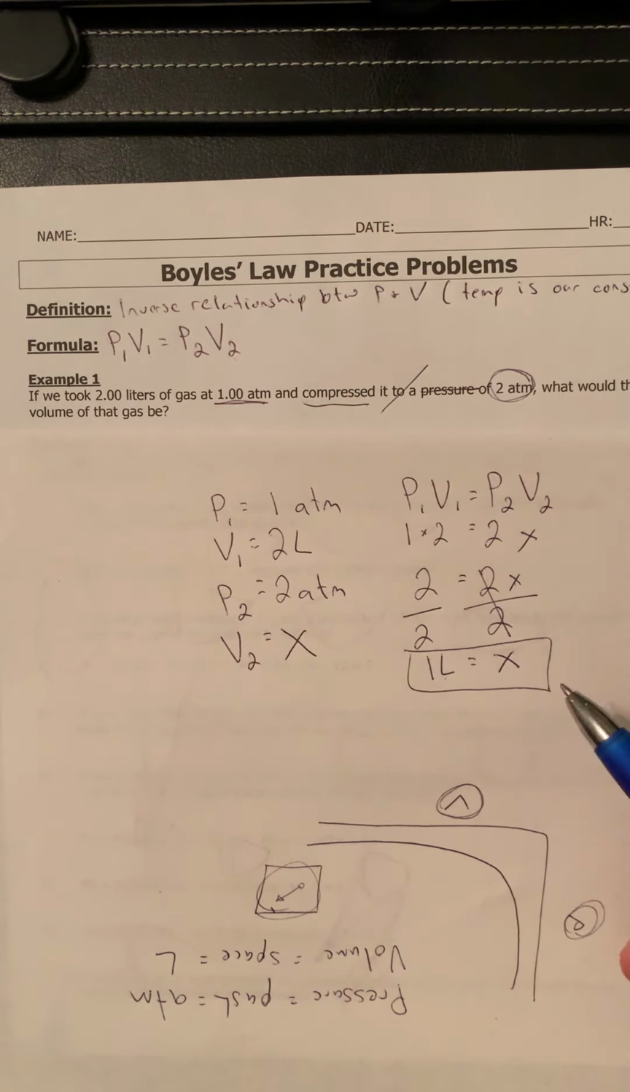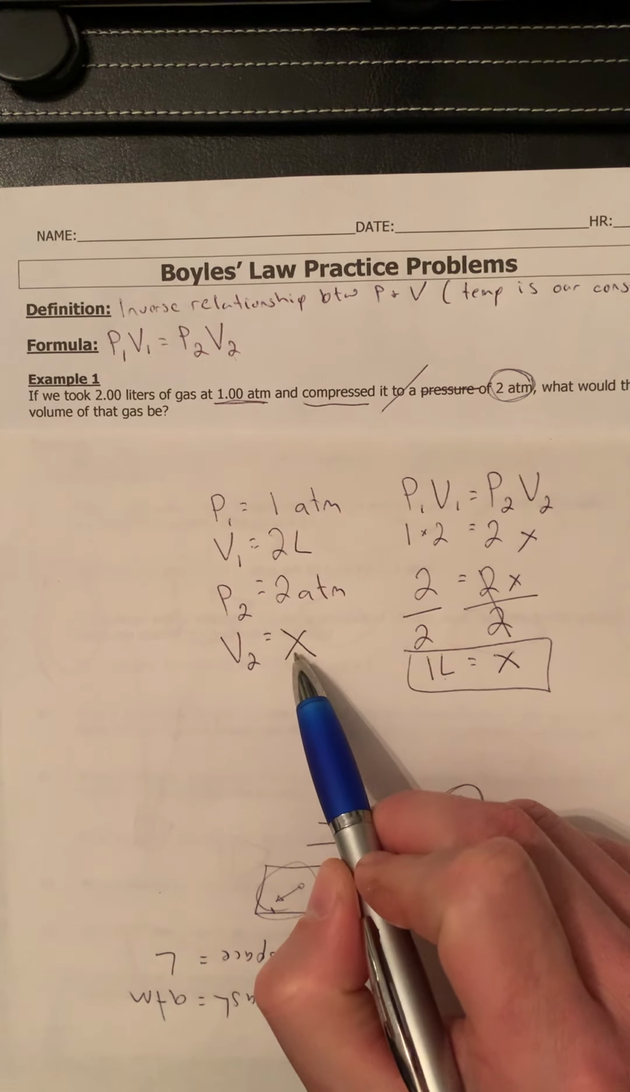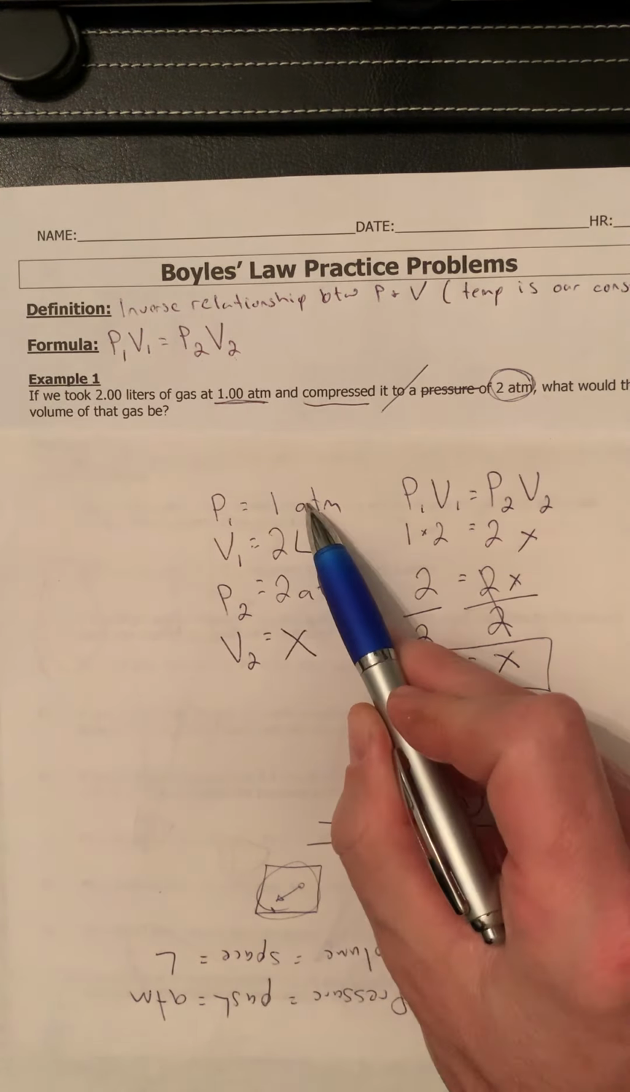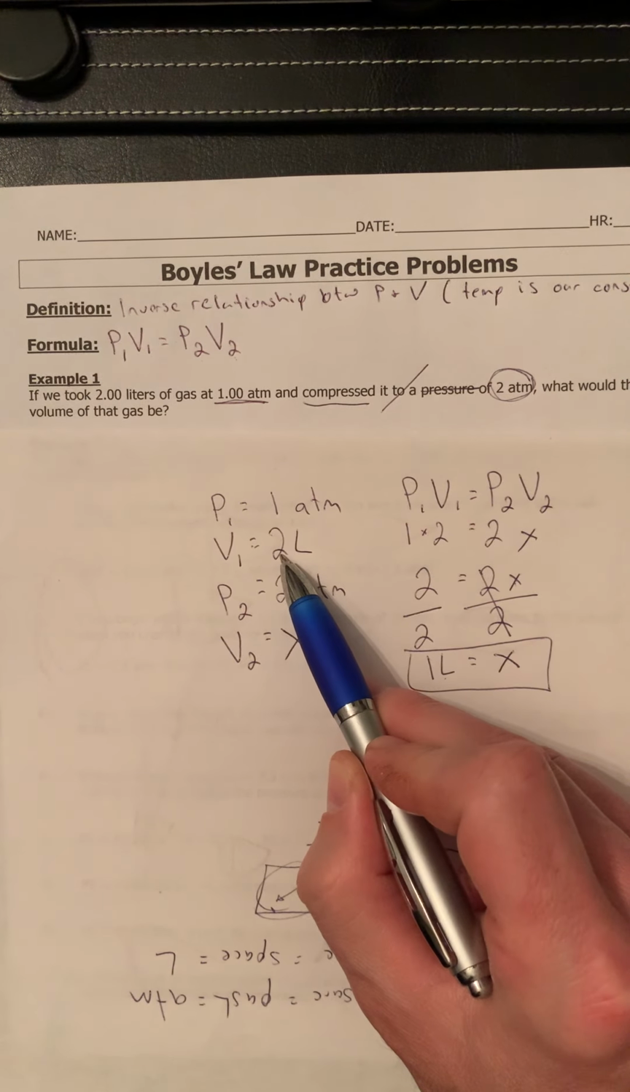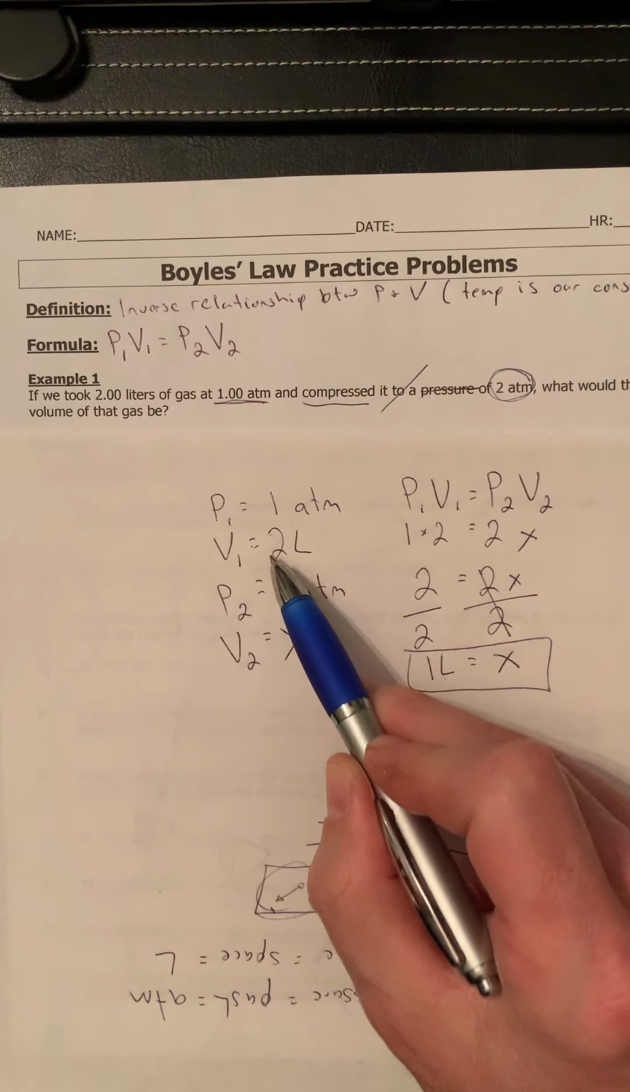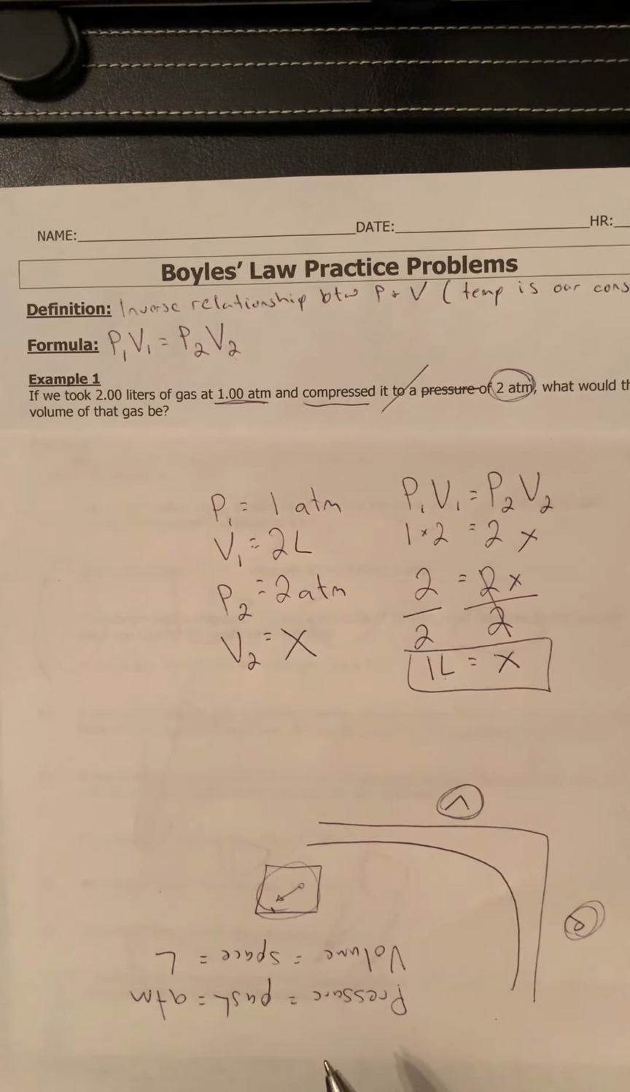And if you take a look at this as well, 1, 2, 2, 1. If we doubled the push, or we doubled the atmospheres, it kind of makes sense that we halved, or cut in half the overall space there.